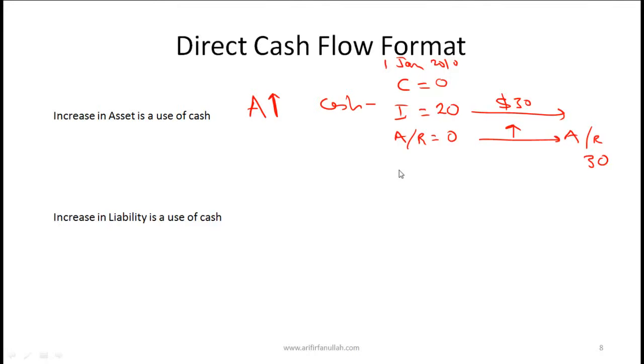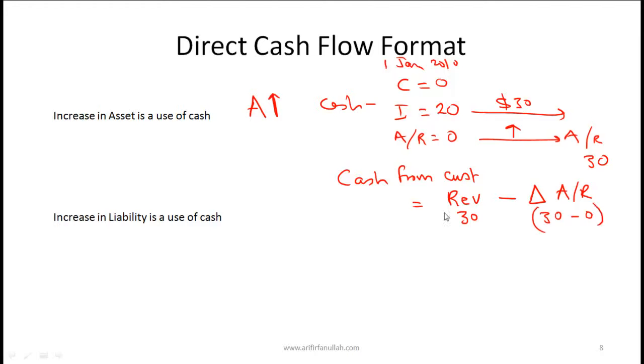The simple way of looking at this is the cash from customers. So cash from customer is equal to the revenue, which in our case is 30, minus the change in asset or change in accounts receivable. The change in accounts receivable is the ending balance minus the beginning balance, which is the end 30 minus beginning 0. So the cash received from customers in this simple example, as you can see, is 0.